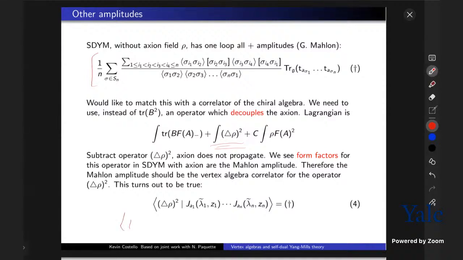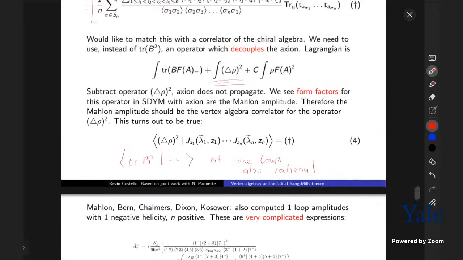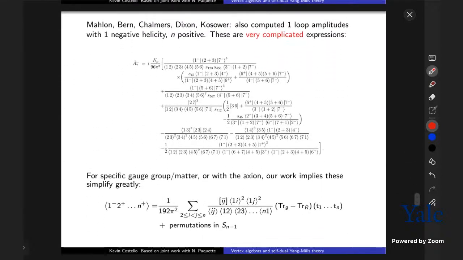So for instance, if I had a single trace of B squared added at one loop, this is also rational, but incredibly complicated. This is what I have on the next slide. These guys, Alan, Byrne, Chalmers, Dixon, Costello, also computed these one-loop, one negative helicity amplitudes. These correspond to self-dual Yang-Mills plus one copy of trace B squared. And it's some incredibly complicated thing. I've just copied and pasted a formula for the 7-point amplitude. And I don't even know if they have a closed form expression, or to what order they have a closed form expression.